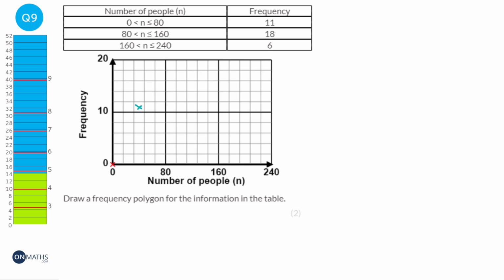Our next one, we plot at the midpoint again, which would be 120, and it's just halfway between 80 and 160, and it's 18 high, so it would be up here. And then the final one is at 200, and it will be 6 high, so 200 is halfway, and we're looking at 6 high, so it will be here. Then when you're done, you need to join them up with straight lines. So I'm just going to get my ruler, join them up, perfectly straight lines, and there we are.